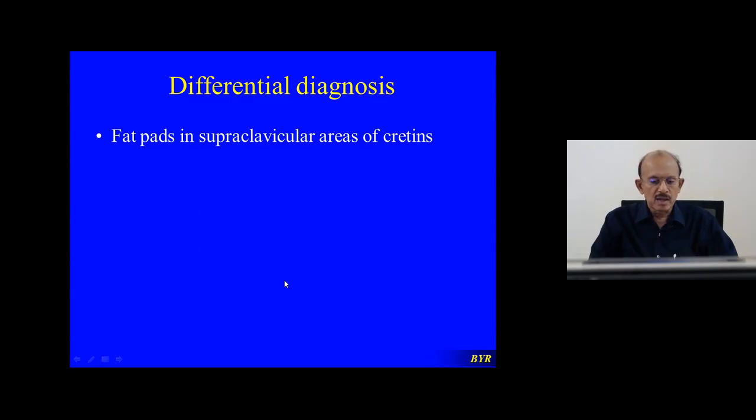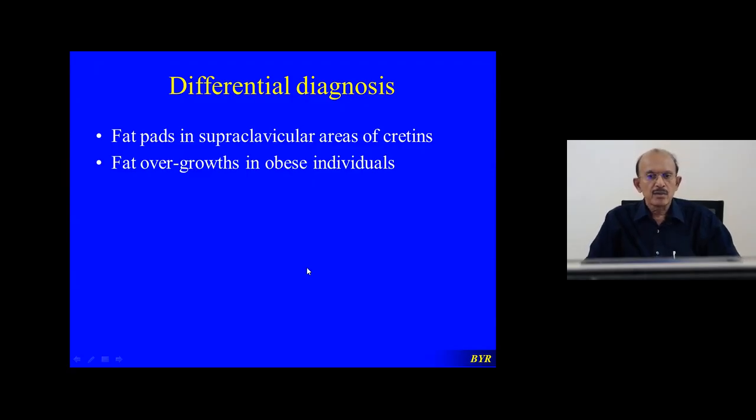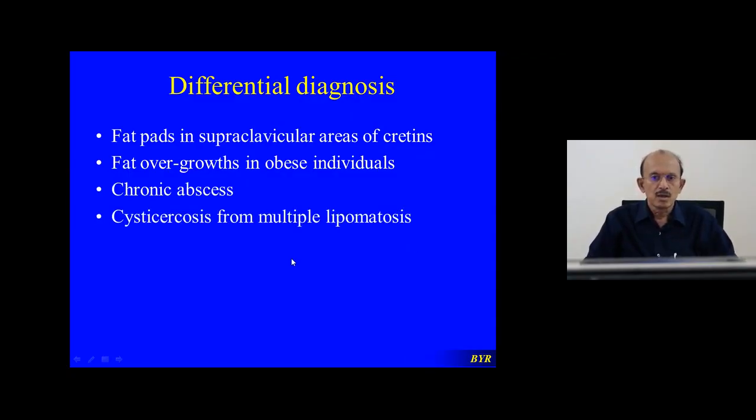It not only gains vascularity, it spreads by blood, and it infiltrates the local tissues. Then you also have to differentiate it from the fat overgrowth in obese individuals, from chronic abscess, cysticercosis, multiple lipomatosis, then hemangioma. So these are the things you have to consider in differential diagnosis.